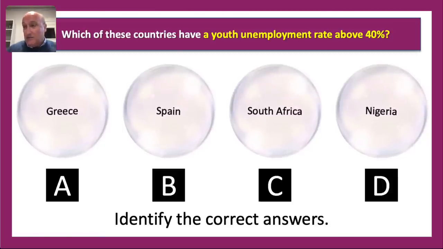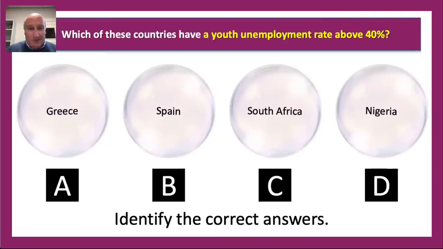Gina agrees. She says C and D. And Jezza says A and D. Oliver Clayton says C and D. Now, I think we're agreed here that all of these four countries have very high youth unemployment. But which of them above 40%?